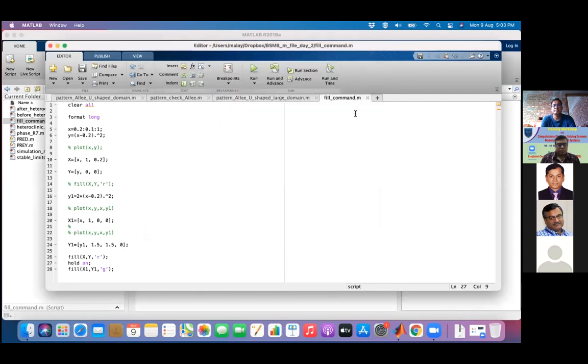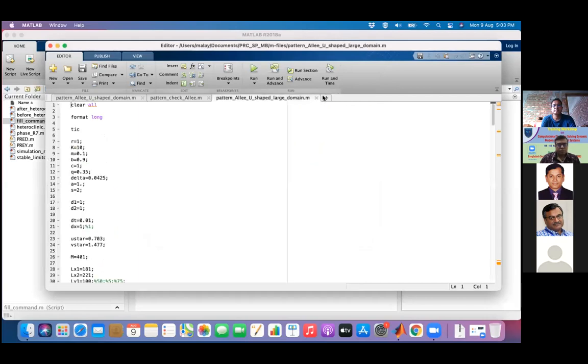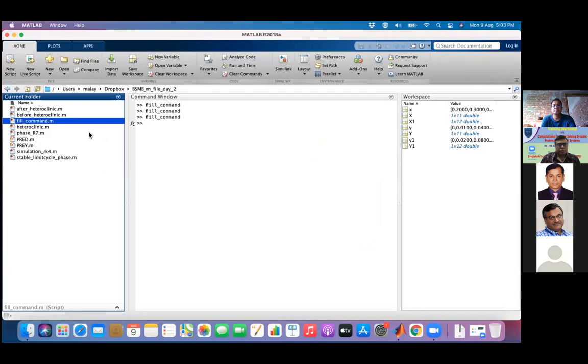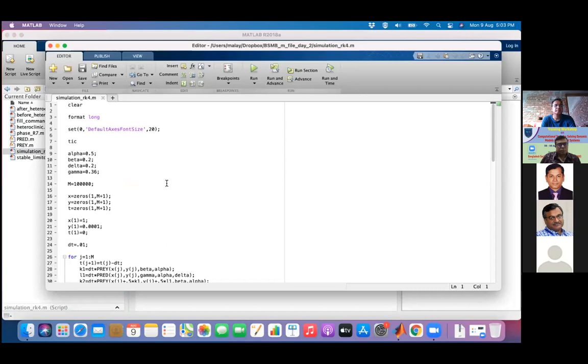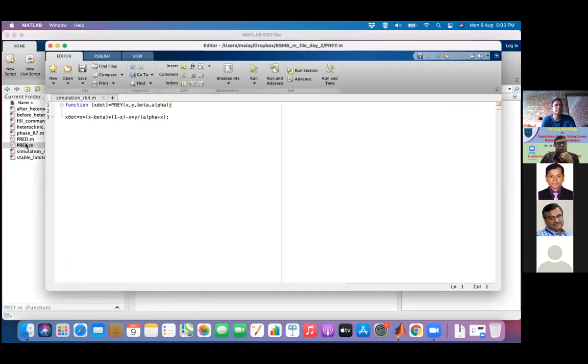Okay, so this part is done. Now I can move to some other things I intended to talk about. Here I can show you one particular command for this numerical simulation. So here I have two different functions I have already defined.